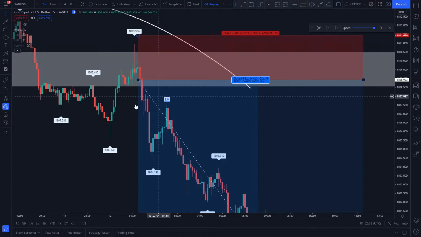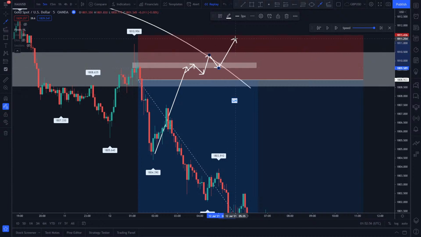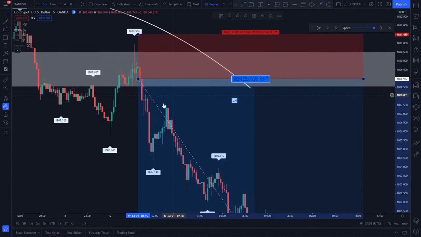So if gold decides it didn't want to make this lower high and just shot straight up back to the structure, then of course that would be a loss. Or if we got back up to this resistance, broke this resistance, and gold was giving you signs of a reversal, then of course we would get out early. But for that first initial sell position, we're letting targets run until we see that lower high.